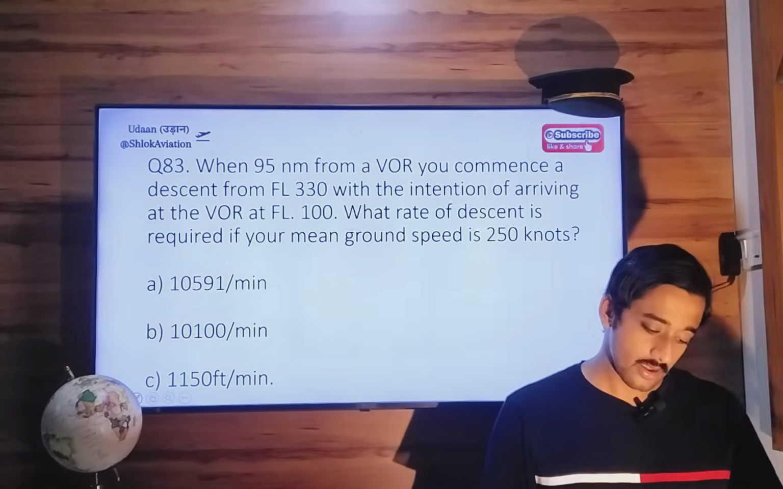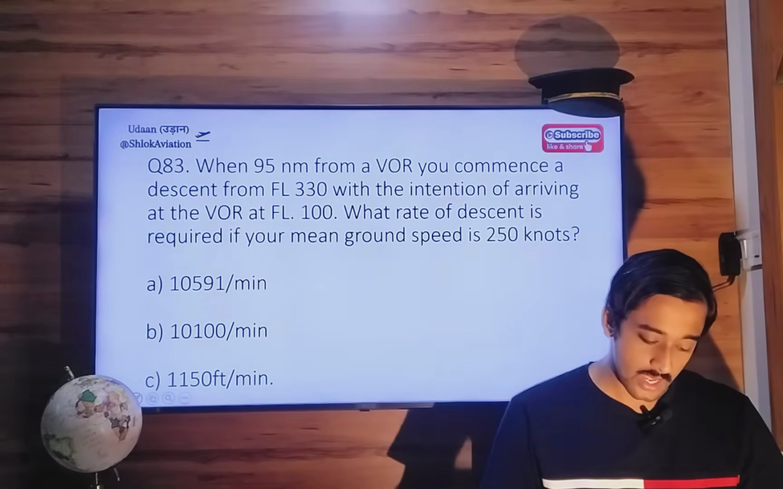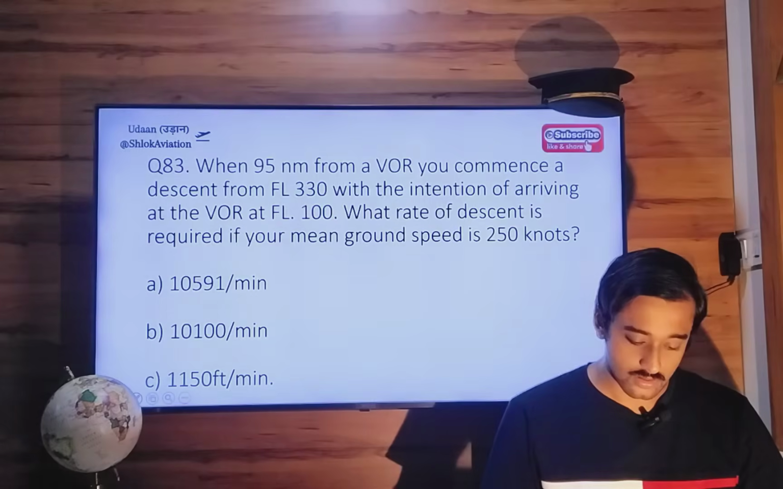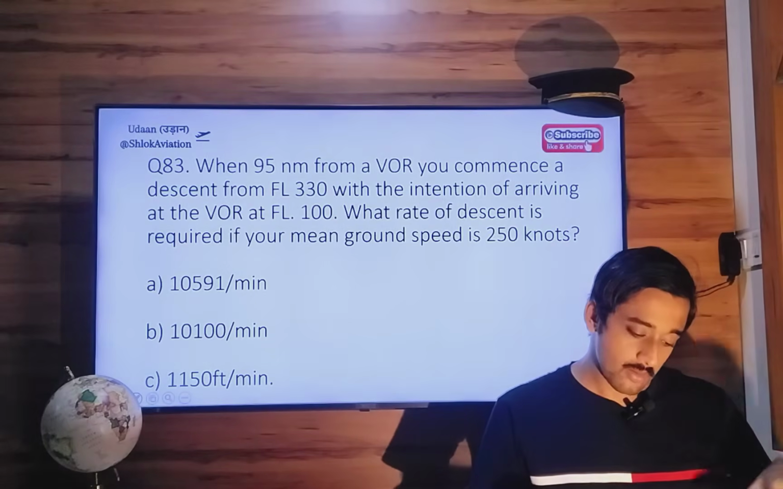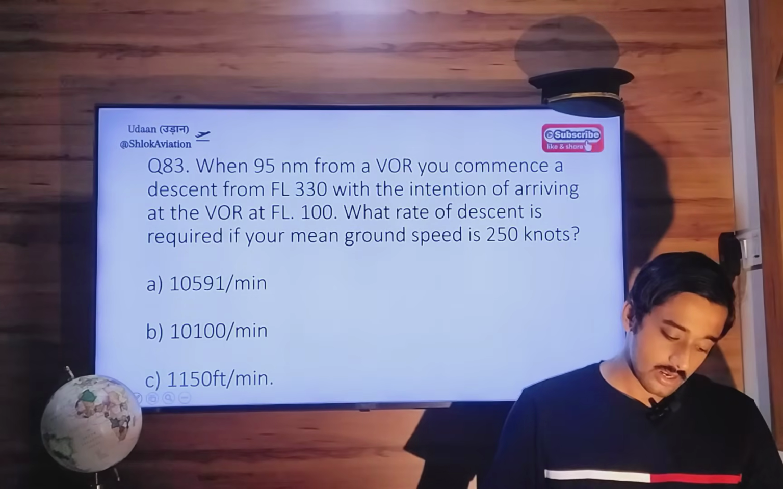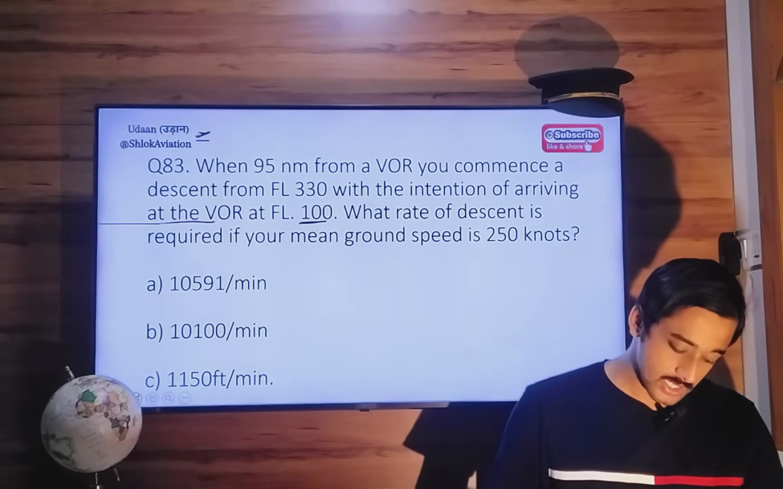Next, question 83. When 95 nautical miles from a VOR, you commence a descent from flight level 330 and you want to arrive at VOR flight level 100. What rate of descent you need?